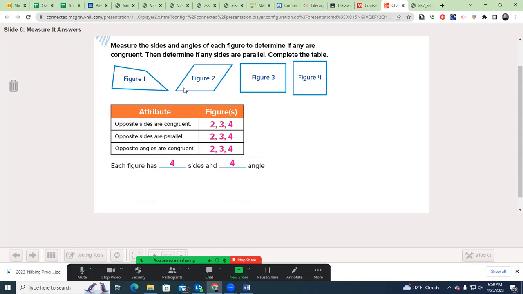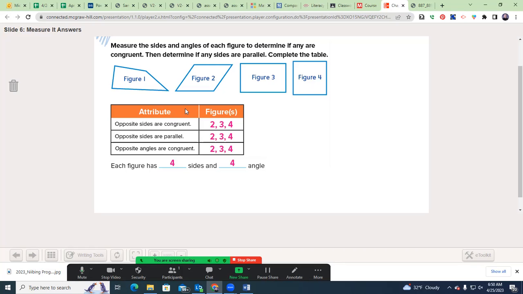Once we measure, we could find that opposite sides, and that's a key word, opposite sides are congruent. So this side and this side are the same length, this side and this side. On figure 3, top and bottom, left and right, and same with figure 4, top and bottom, left and right. So on 2, 3, and 4, all of the opposite sides are congruent.